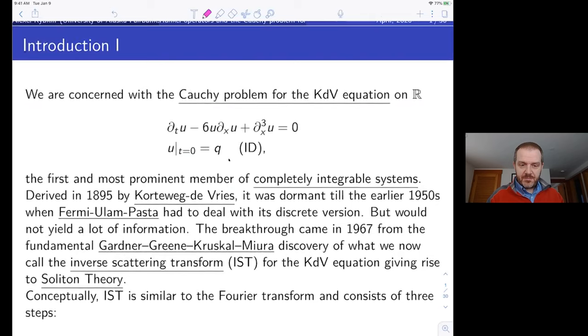And as you know, this is a very famous equation which governs solitons, and it was derived over 100 years ago, in 1895, by Dutch mathematicians Korteweg and de Vries. Even though they did some groundbreaking work for the KdV equation, it was dormant for many decades until around the early 50s, when three famous physicists, Fermi, Ulam, and Pasta, rederived it in the discrete case to describe some process in plasma physics.